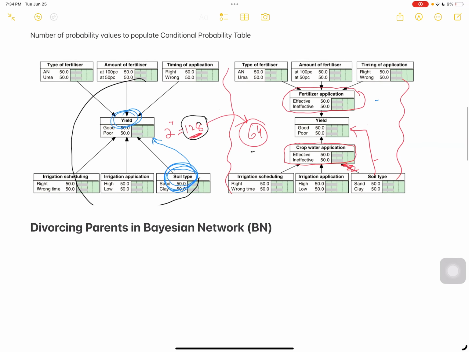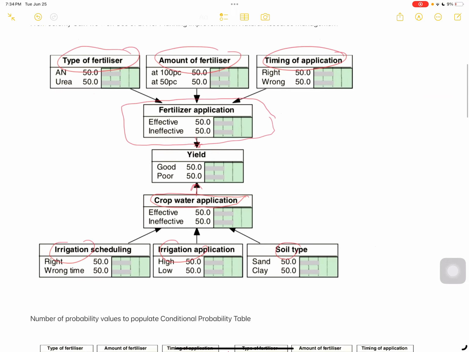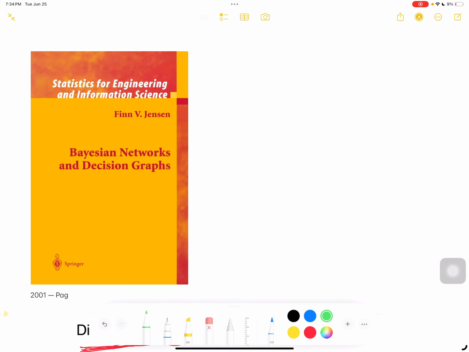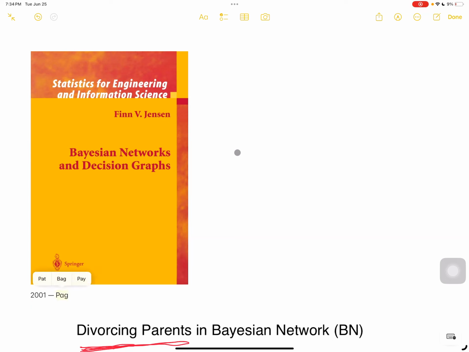Now, one thing I want to mention: if you are interested in reading more about this, this is the book Statistics for Engineering and Information Science by Jensen, Bayesian Networks and Decision Graphs. You can read this book on pages 61 to 62. There you will find much more information about this. If you're not able to find these pages, or if you don't have the book available, you can email me, and I will try to share these selected pages with you.